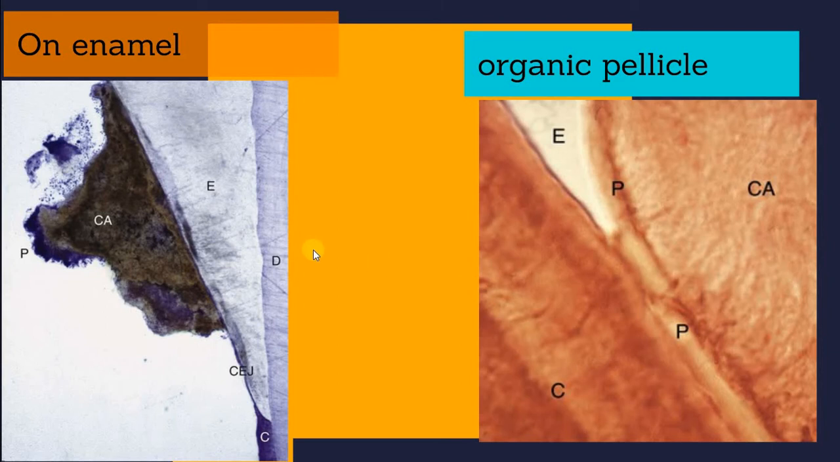The second type of attachment is mechanical attachment between the calculus and the enamel. Like you see here, this is the calculus and this is enamel. This one is attached to the organic pellicle, then to cementum, and this one is directly to the enamel. Of course, this is supragingival calculus.